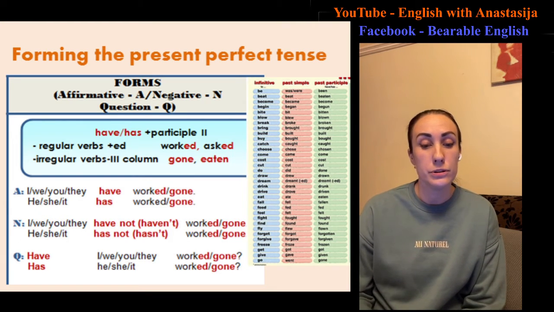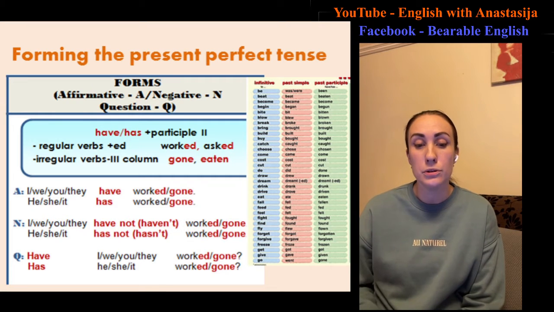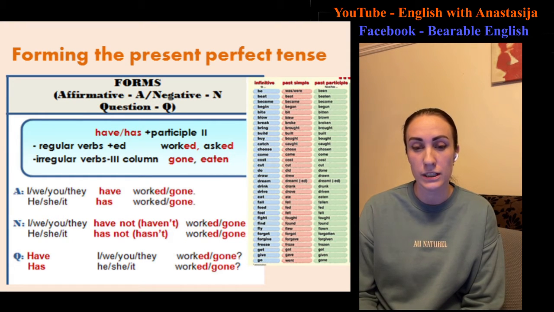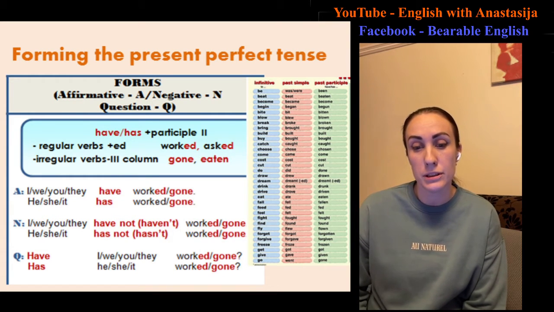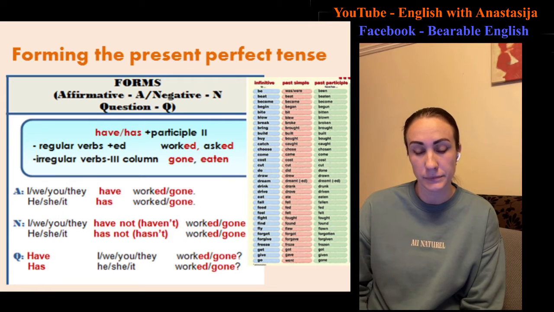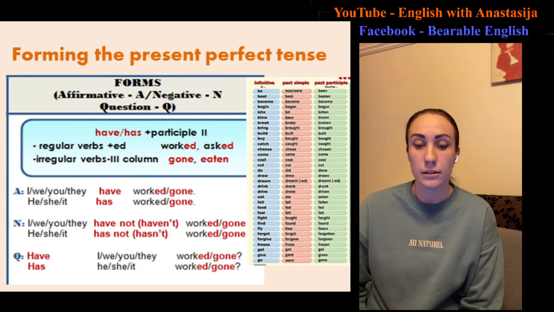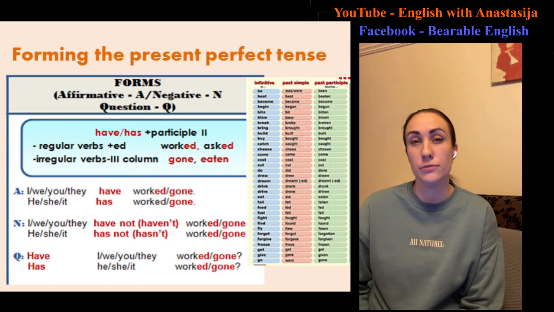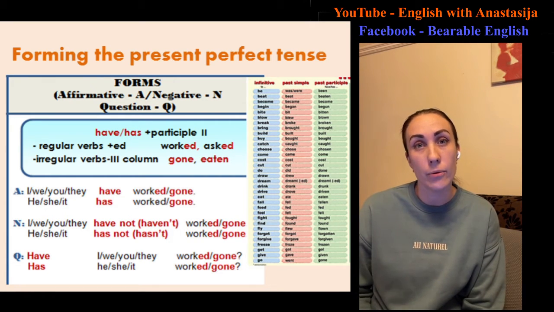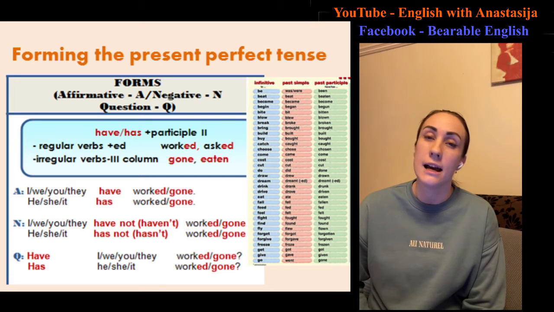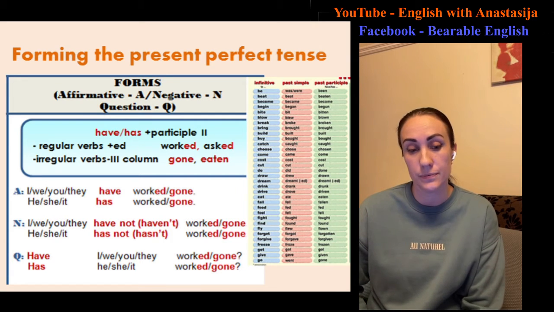So if you have two different forms, which one do you use? You use the third column of the irregular verb list, the one that says past participle. On this slide here that I'm displaying, the form that you need to use is the green column. Yeah, the green column contains all the past participles, the forms that you would use with your present perfect. So let's take a look in more detail at how we form the positive, negative, and negative sentences and questions.